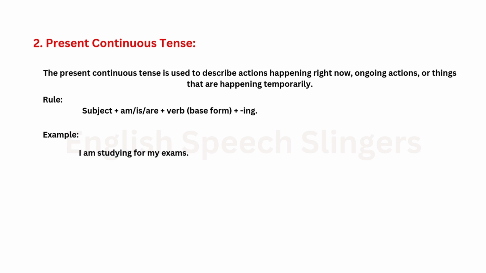In this sentence, I is the subject. Am is the auxiliary verb. Studying is the main verb in its continuous form. And for my exams tells us what the action is related to. They are playing football in the park. In this sentence, they is the subject. Are is the auxiliary verb. Playing is the main verb in its continuous form. And in the park tells us the location of the action.